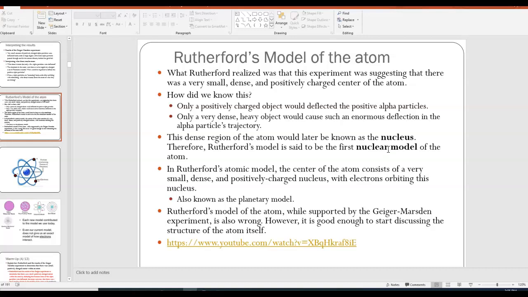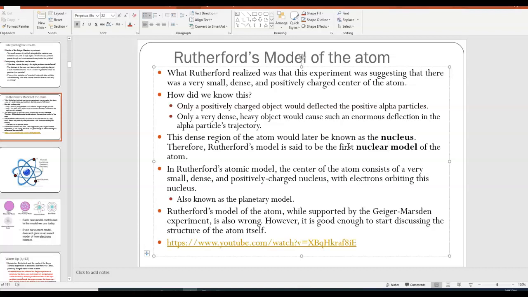And Rutherford's model was said to be the first nuclear model. Now remember, the term nuclear just means having to do with the nucleus. So when we talk about nuclear weapons or nuclear fission or nuclear fusion, anytime you hear the word nuclear, that means having to do with the nucleus, just like atomic means having to do with the atom. A lot of people use this interchangeably, but they're not the same thing. So Rutherford's model is the first nuclear model.